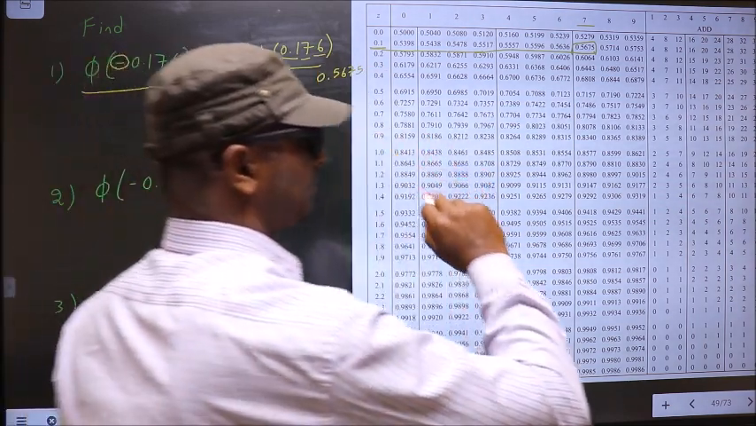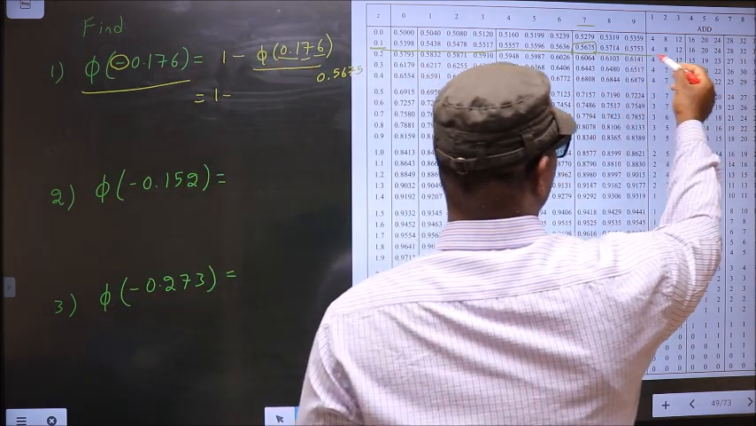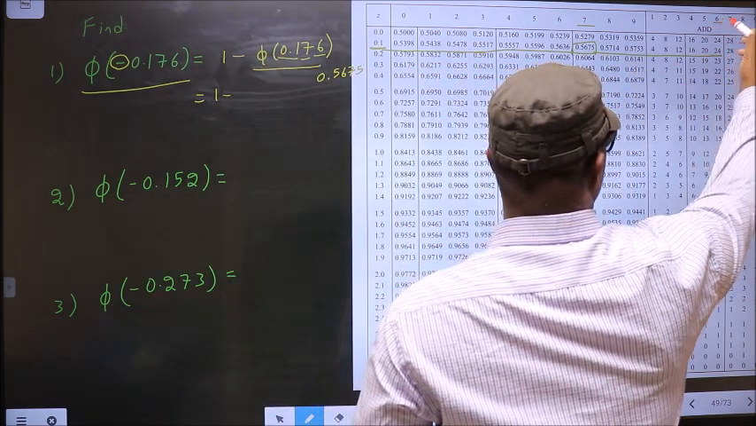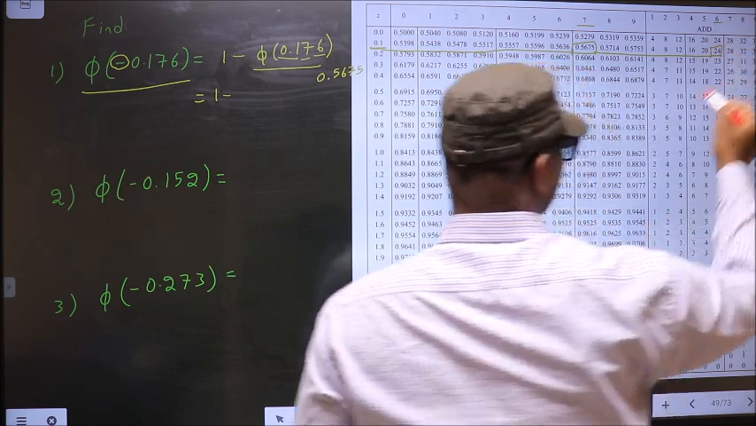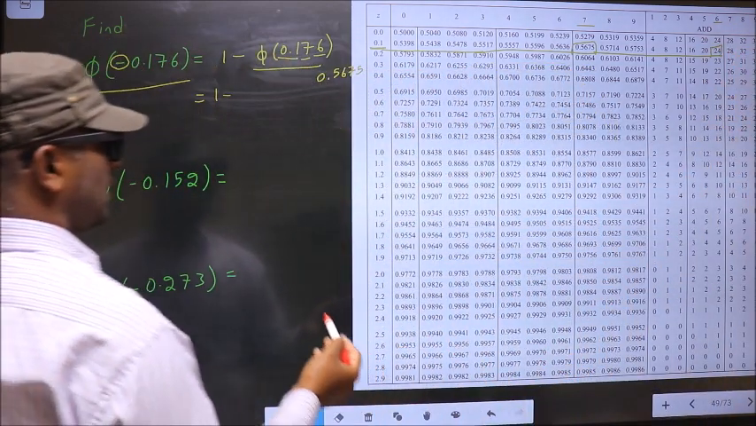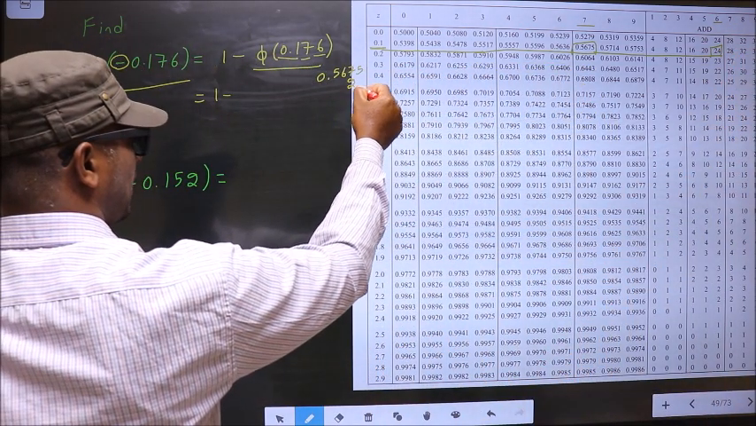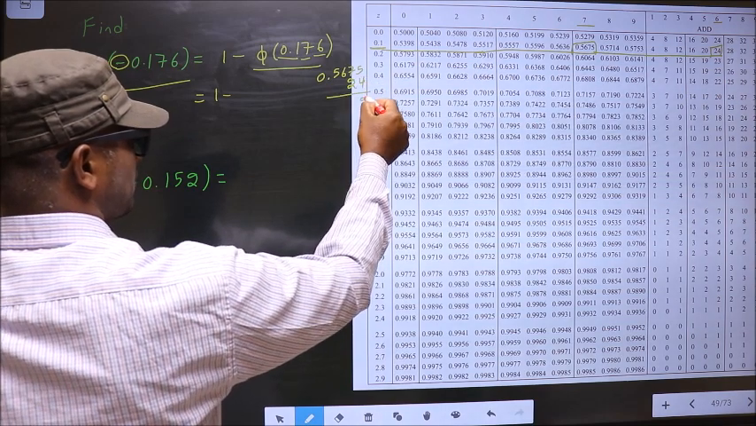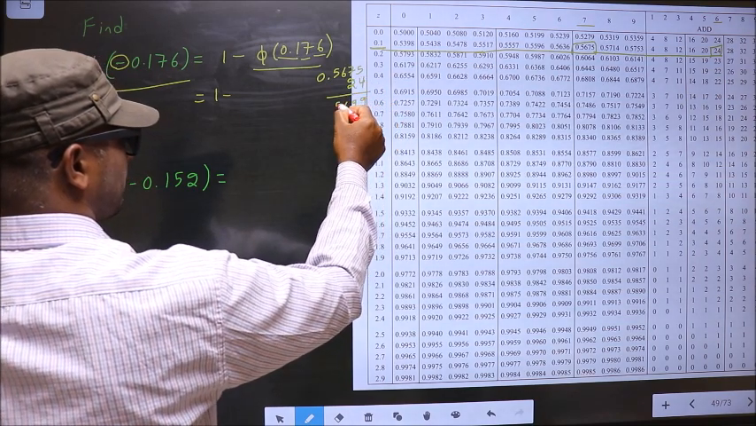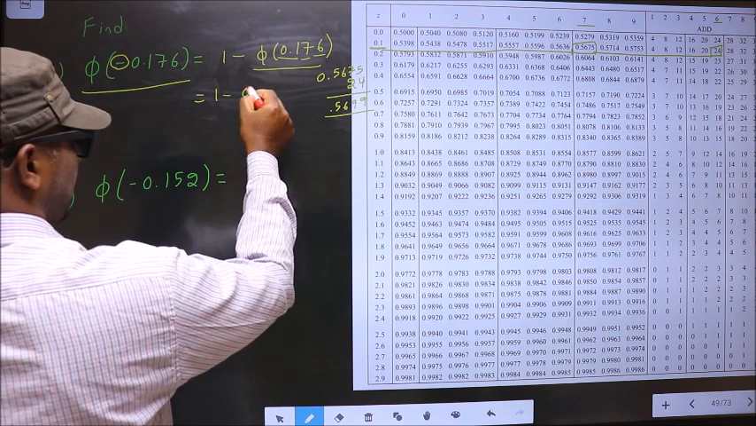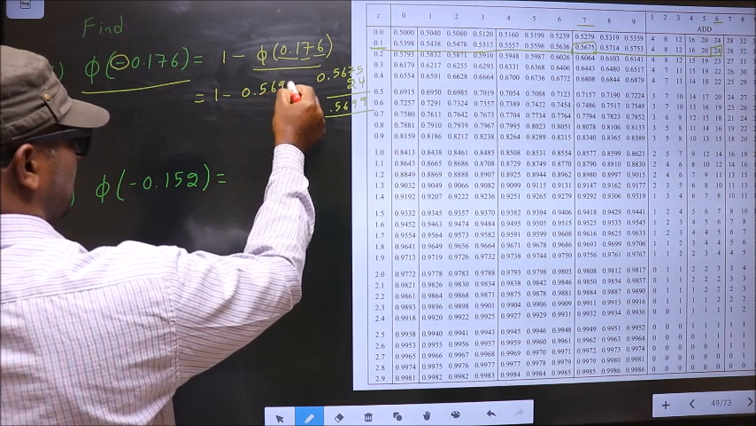Now, next decimal is 6. So in the same row, you look for 6. At 6, the number present is 24. So now you should add 24 to the last digits. So here it is 9965. So we get 0.5699.